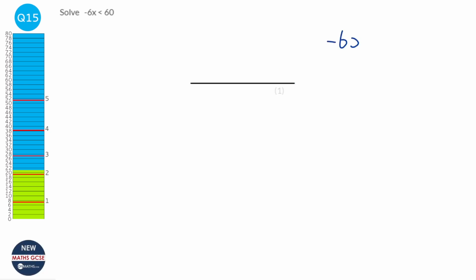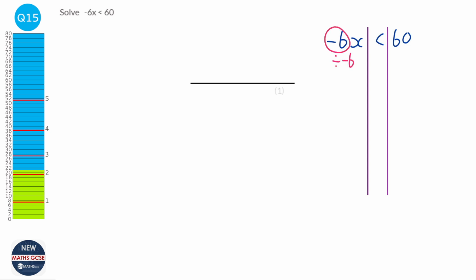Okay, so we're going to start by writing this out a little bit bigger, to give us a bit more space. So it's minus 6x is less than 60. And we're going to do our tram lines down. We're going to start by dividing both sides by minus 6, because that's what this is doing. It's timesing the x by minus 6. So we're going to divide both sides by minus 6.